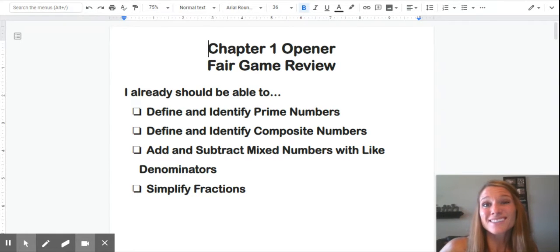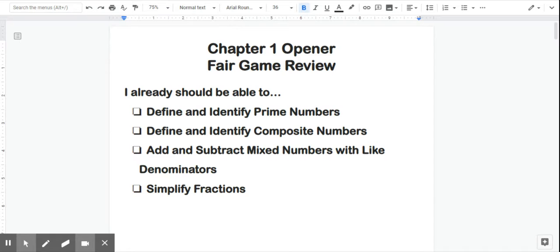I can and still should be able to define and identify prime and composite numbers, add and subtract mixed numbers when they have a common or like denominator, and I should be able to simplify fractions. So these are skills that are expected of you to have learned before sixth grade math. But just in case you have forgotten some of these, we're going to spend today freshening these skills up. Just a reminder that these skills, our learning targets, can always be found on your chapter overview, and this is glued into your notebook.